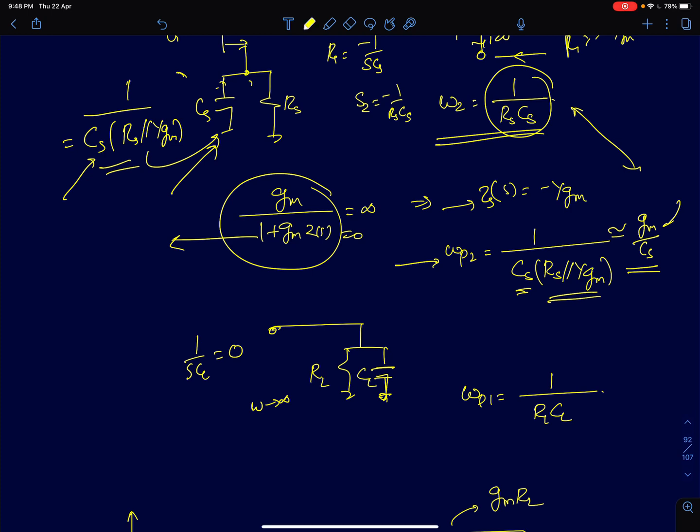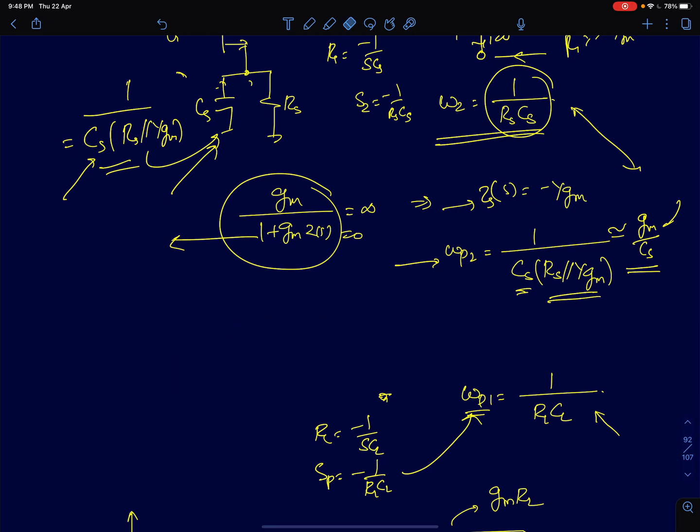The next problem is to find the pole. To find the pole, we want to see the condition where this impedance blows up to infinity. That will happen when RL equals minus 1 by SCL. So the pole will be at minus 1 by RLCL. This is a left half plane pole. In terms of radians per second, I have written it as omega P1 equal to 1 by RLCL. Now we should be able to plot the Bode plot for this system.